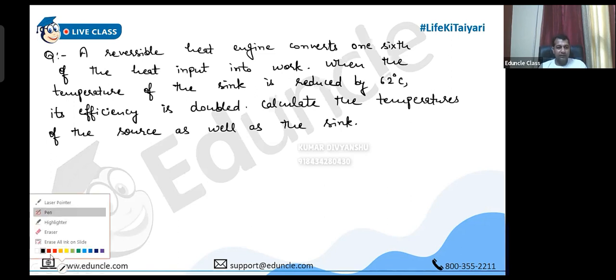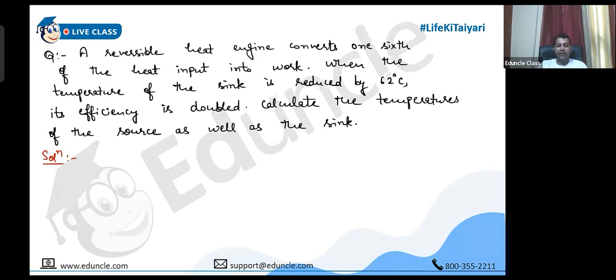So this is the question. First of all, calculate the efficiency. Okay, and obviously efficiency is related to temperature of sink and the source. So we will get two relations, with the help of old efficiency and doubled efficiency. So two relations, two unknowns, and we can solve that.